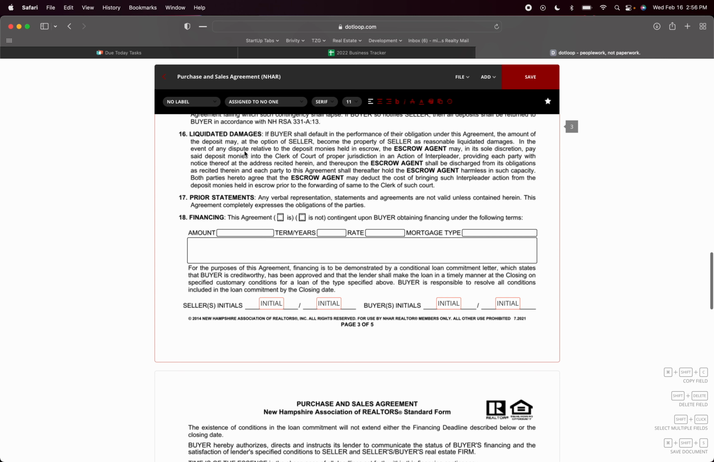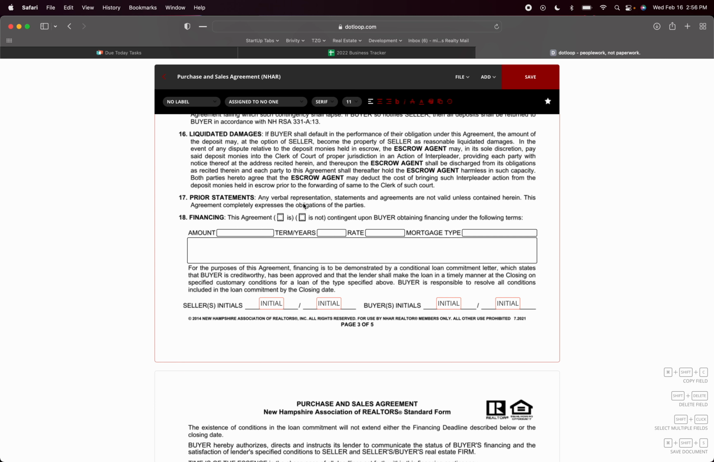Liquidated damages: there's nothing that you need to fill out here. This is just a section to make sure all parties read and understand. If the buyer shall default in performance of their obligation under this agreement, the amount of the deposit, at the option of the seller, may become property of the seller as reasonable liquidated damages. So basically what that's saying is if the buyer defaults in any section of this agreement, the seller does have a claim to that earnest money. It's really important that both parties understand that.